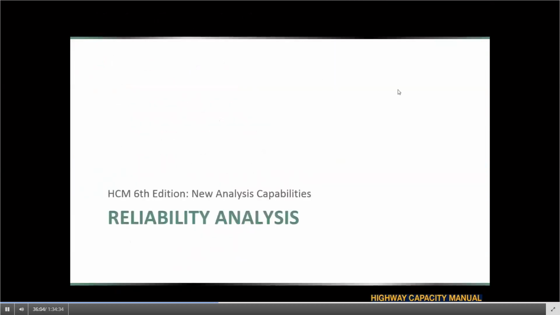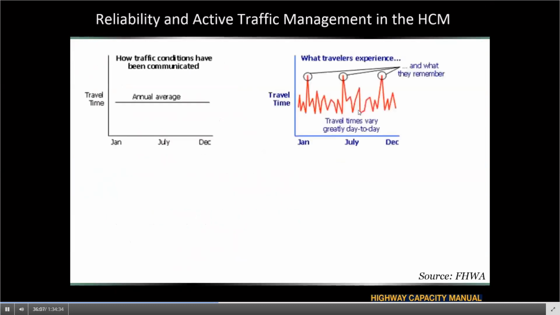Going through a few of the analyses in detail now, reliability analysis and active traffic management clearly has been one of the key driving forces for releasing a new Highway Capacity Manual this year. Traditionally, in the top left, the HCM, as well as many other analysis tools, including simulation, have evaluated the annual average performance. Based on a traffic count that was performed on one day that may have been factored out to reflect a different day, we estimated the annual travel time, the average delay, the average queue length based on certain conditions. But the reality is closer to maybe what's shown in the top right of the slide.